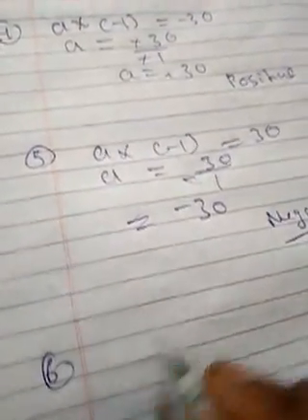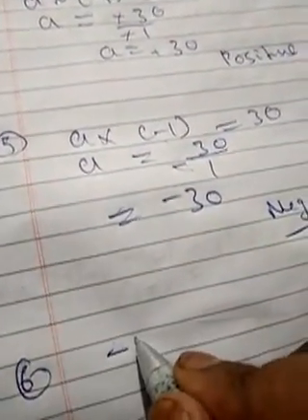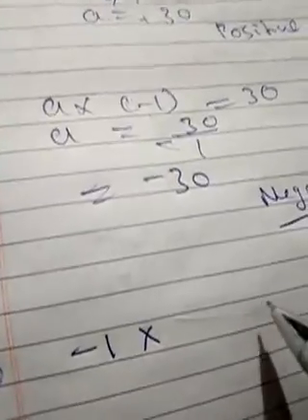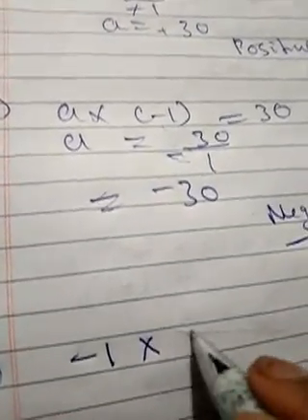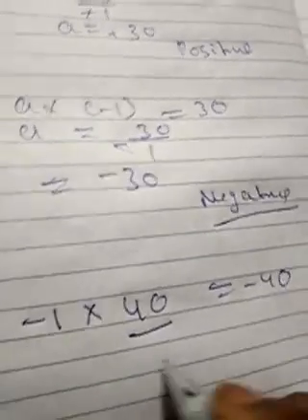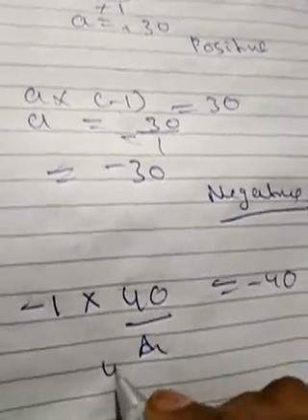Now question number 6, determine the integer whose product with minus 1 is minus 40. So we have to tell what should be multiplied with minus 1 to make it minus 40. Directly we have to multiply 40 to make it minus 40, so 40 is our answer.